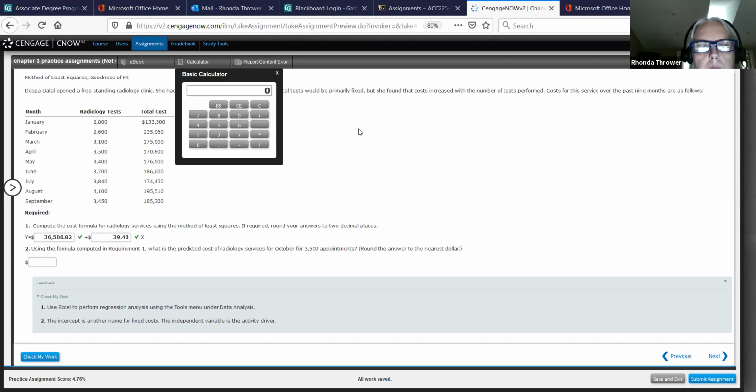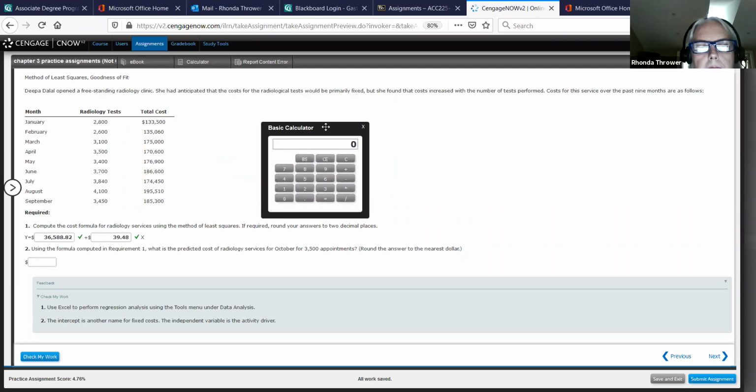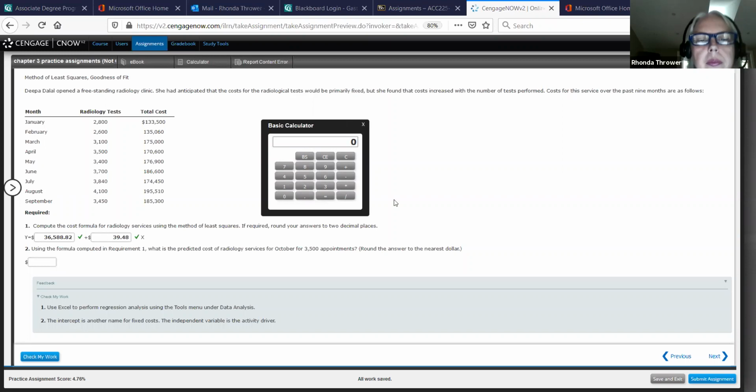Got a bunch of things in the way here, so let me see if I can scoot it over a little bit, moving stuff out of the way. Just bear with me. So what I want to do is calculate my variable cost, because this is my variable cost per unit. I need to multiply it by the number of tests, and in this case they're asking you to put in 3,500 for the number of tests.